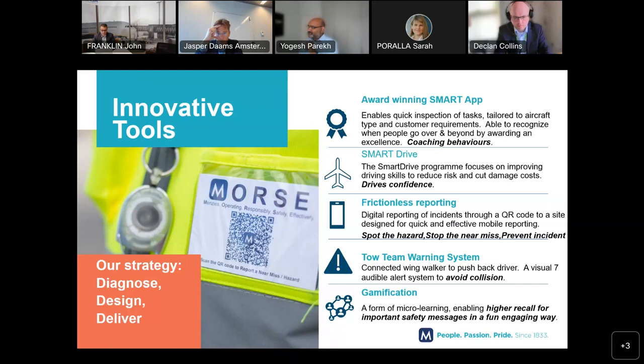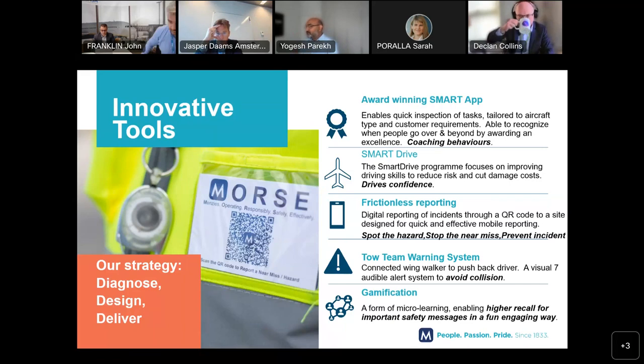zap it, and it asks you 3 questions. What happened, where it happened, how did it happen? You can leave your name, but you don't have to leave your name. And if you want feedback, you can tick a box to say you want feedback, then you have to leave your email address so that we can give you feedback.